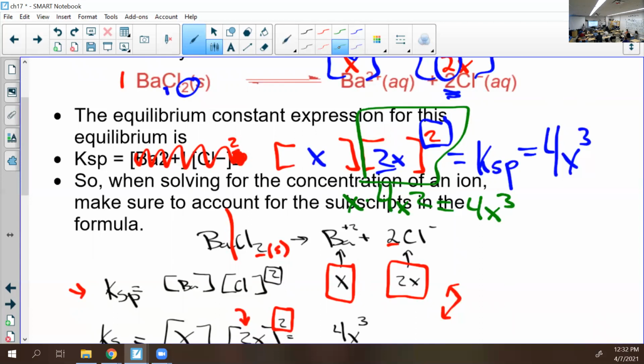What is Ksp? Oh, the solubility product. Yep, that's what Ksp stands for. And what's Ka stand for again? That's the solubility for an acid. Okay.